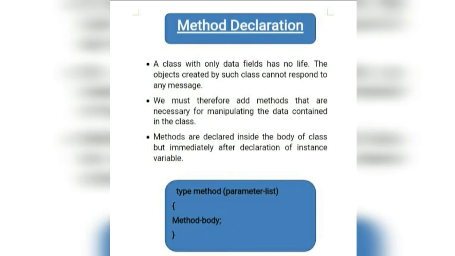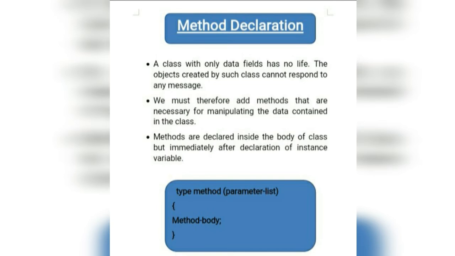Now we will see the method declaration. The method declaration is nothing but the behavior of a class, right? That means a class with only data types and without methods that operate on that data has no life. As I told at the start, a class is a collection of both the variables and the methods. The object created by such a class cannot respond to any message if the class has only data fields. We must therefore add methods that are necessary for manipulating the data content in the class.